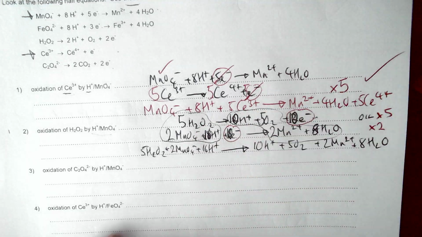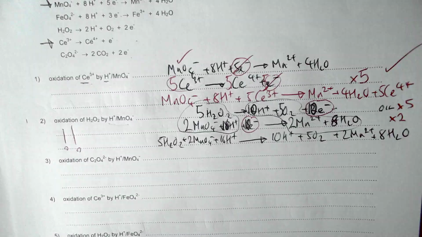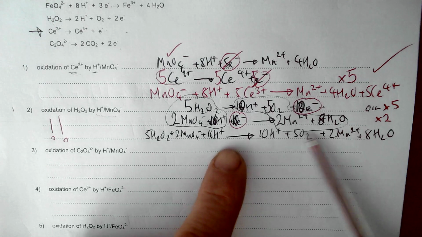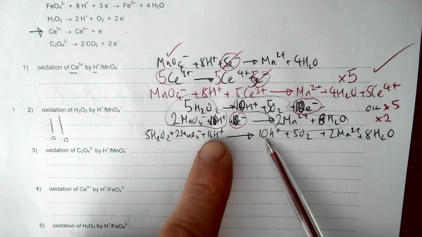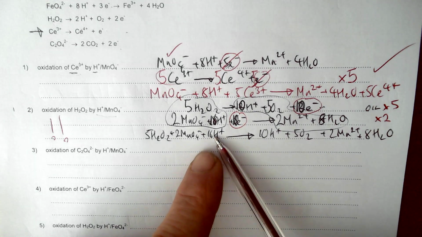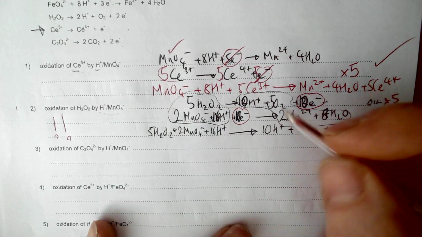So if you just blindly listen to this, be careful. Question 2, you haven't got it right until you've done one more thing. If you notice here, I've got H pluses on both sides of the equation. You're never allowed to leave that as the case. If I've got 16 H pluses here and 10 H pluses at the end, you need to cancel these out.